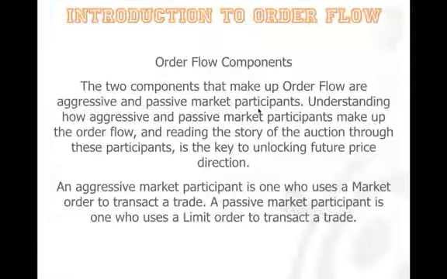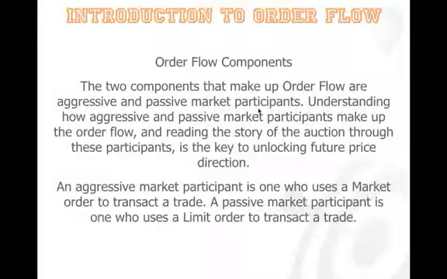So what are the components of order flow? Very simple. The two components that make up order flow are aggressive and passive market participants. And understanding how these market participants interact and reading the story of the auction through these participants is what helps you unlock future price direction.